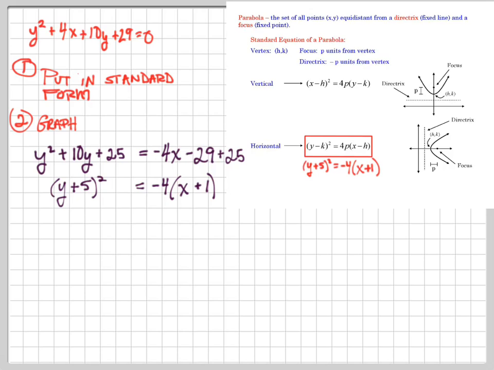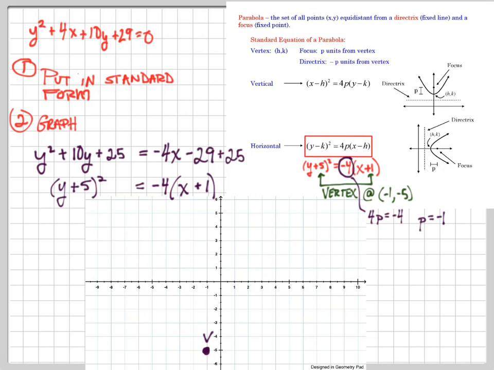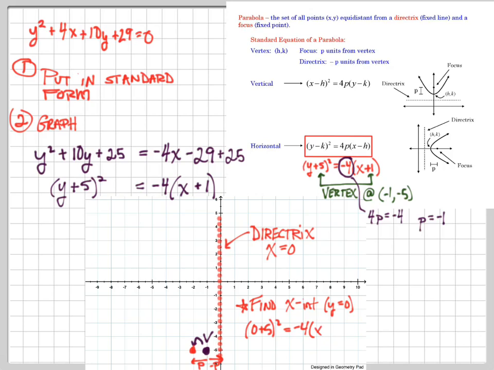That's the first part, and I can see that this -4 is in the place of 4p. So I set those equal to each other. There's my vertex. 4p is -4, p is -1, which means there's my vertex, and then I go to the left by p, and then I add a -p, and that's my directrix, and then my x-intercept would be up at y equals 0, and I can solve for it, and I get a value of -7.25, and it goes like that.